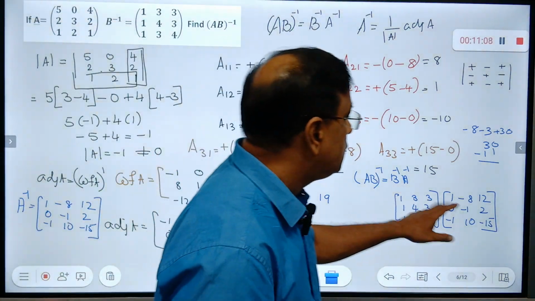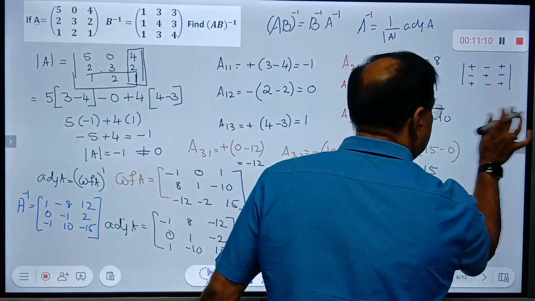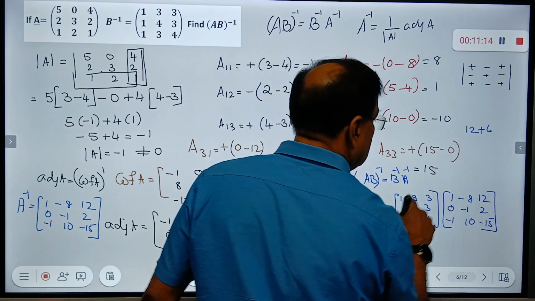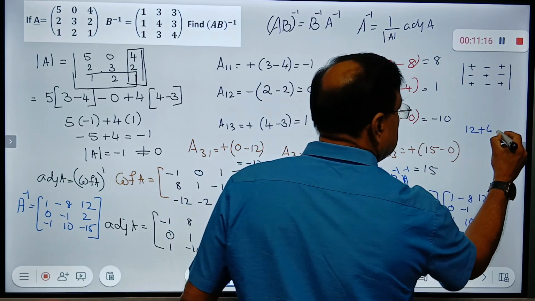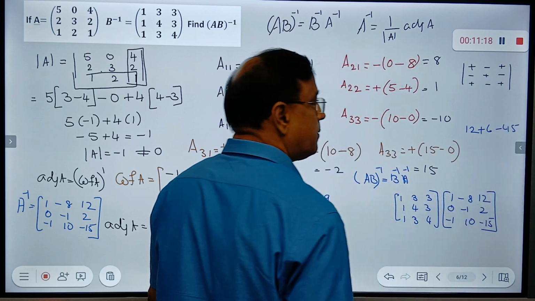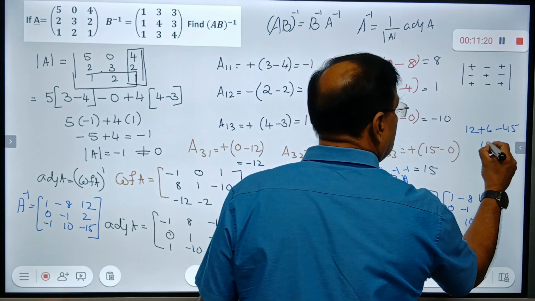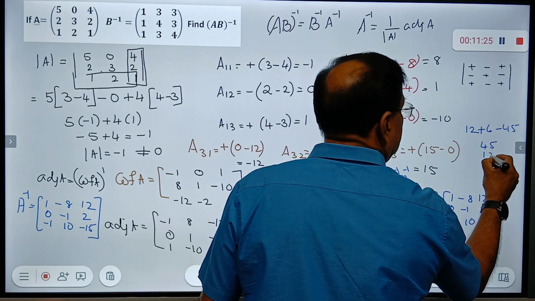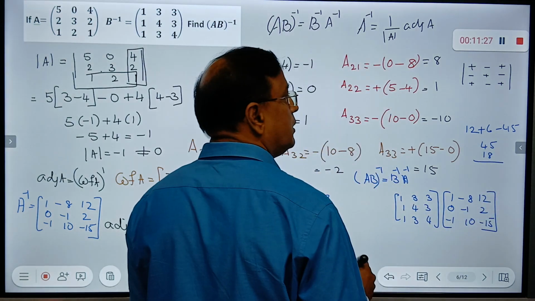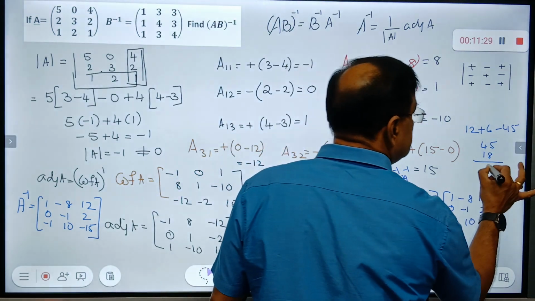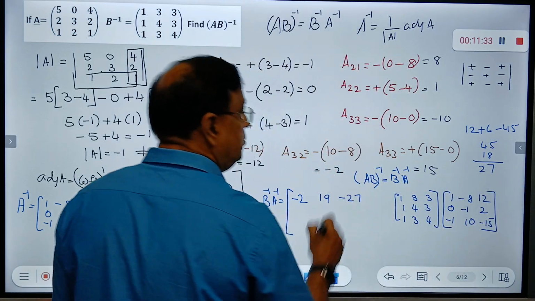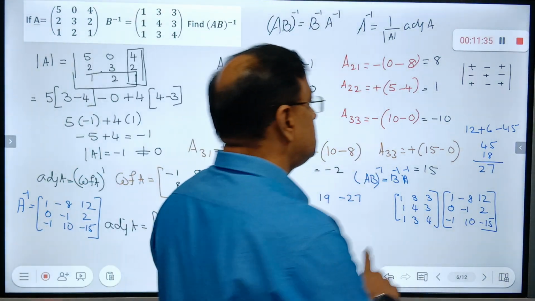Okay. First row, third column. What is that? It will be 12 plus 6 minus 45. Correct? So this is 45 and this is 18. So if you subtract, what do you get? It's minus 27. If there's any subtraction mistake, please adjust it.